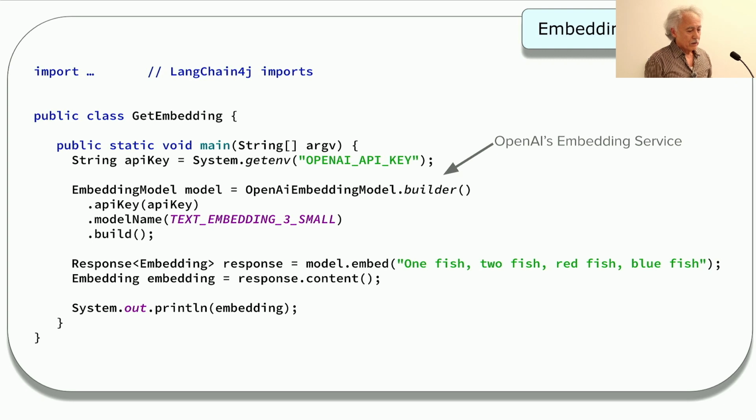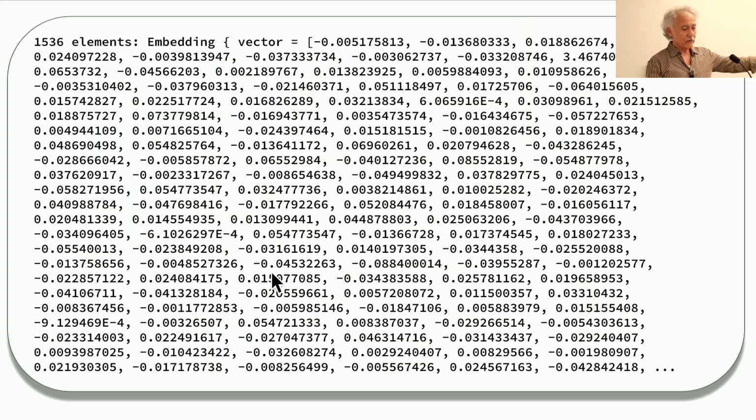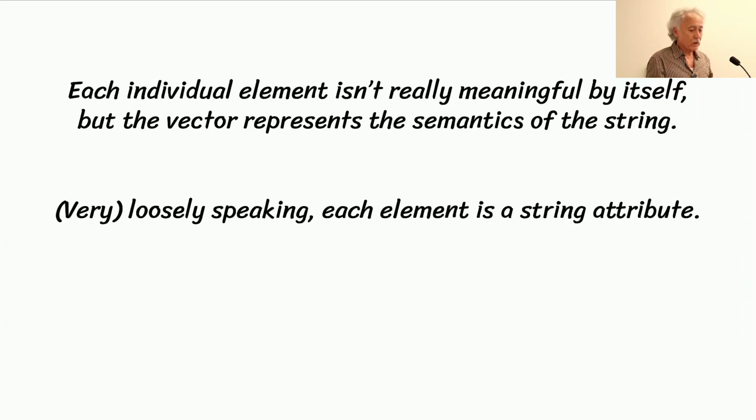Okay. And here's how easy it is to get an embedding vector. Here I'm using OpenAI, through LangChain4j, and I'll show this running a little bit later. I use the embedding model class, and I'm going to use the text embedding model. On the string "1 fish, 2 fish, red fish, blue fish", I asked the OpenAI server for it, and there's the embedding vector. So this is the second time, and probably the last time, you'll see the internals of one. It's not important what the numbers are per se. It's just that this represents that string. Very loosely, each element is a characteristic of the string.